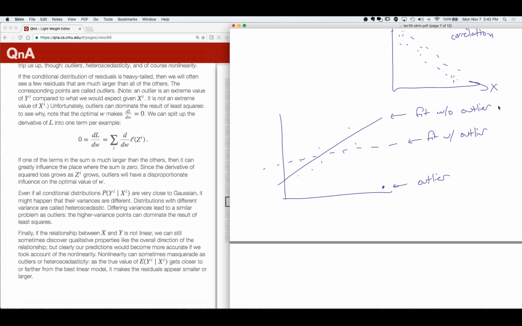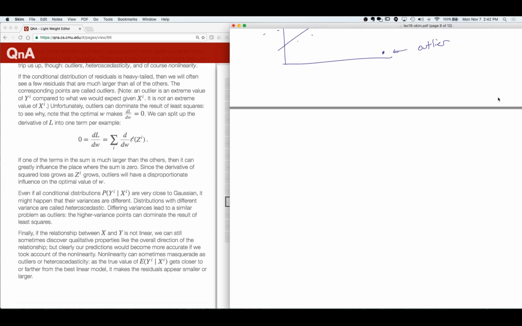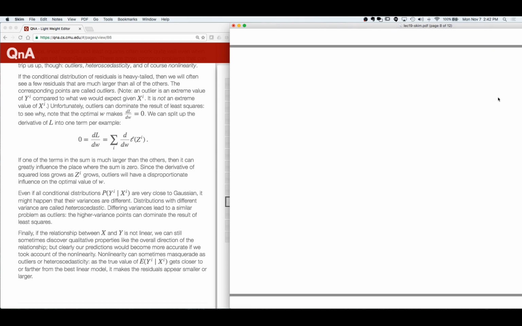Okay, so heteroscedasticity looks a little bit different. So here's our regression line, and let's say over here we have some high variance points, and then maybe towards the middle we have lower variance points, and then maybe over the end here we have some higher variance points. So this is heteroscedastic.